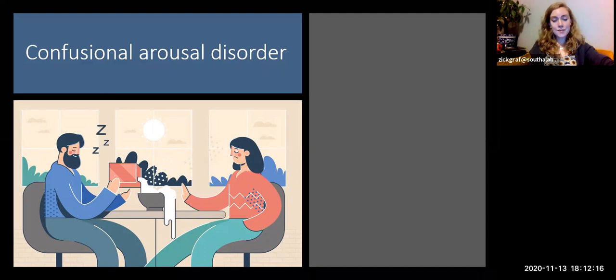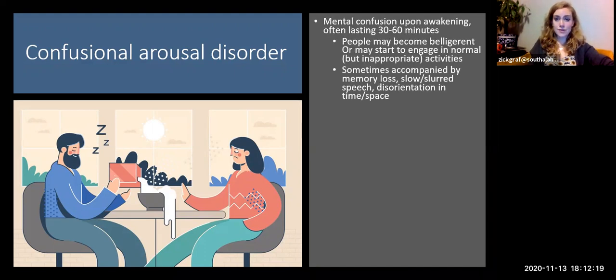Now we're moving into the non-REM sleep disorders. The first one is confusional arousal disorder, which involves mental confusion on awakening that can last a really long time. You've probably experienced times when you felt really groggy and out of it when you woke up. This is that, but it lasts a lot longer.